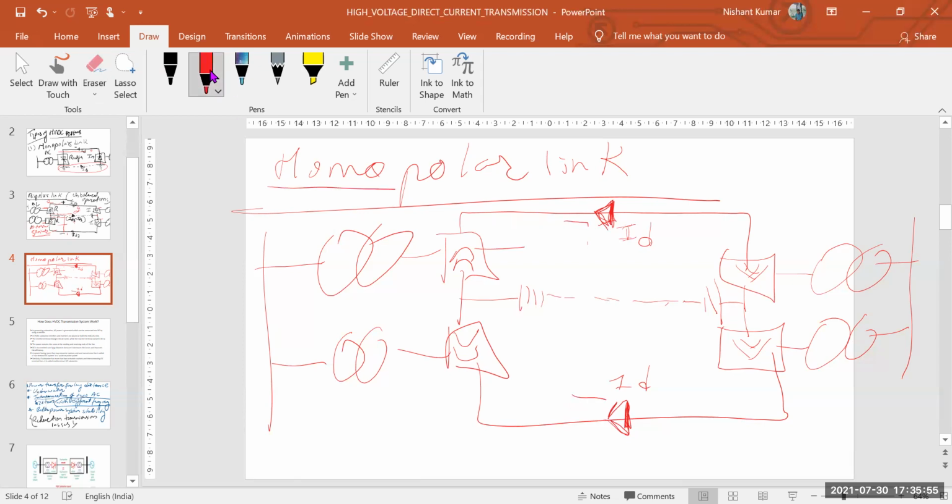So this homopolar system has two or more conductors, so the current would be id1 plus id2. It will have two or more conductors in this homopolar system or link, whatever you call it, with the same polarity.